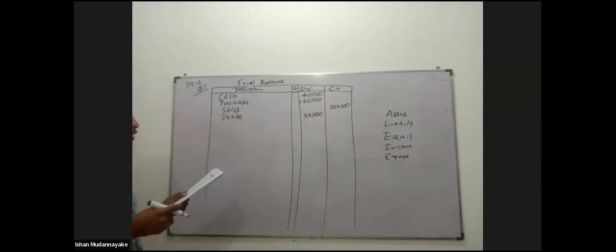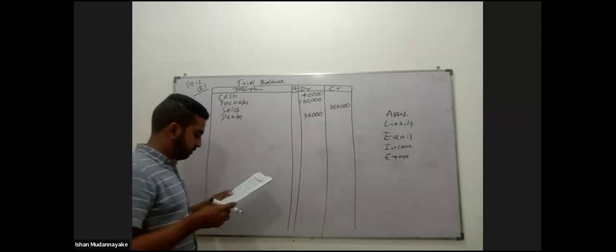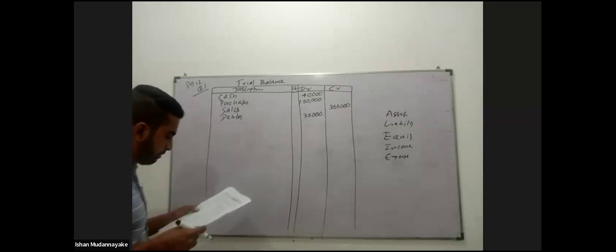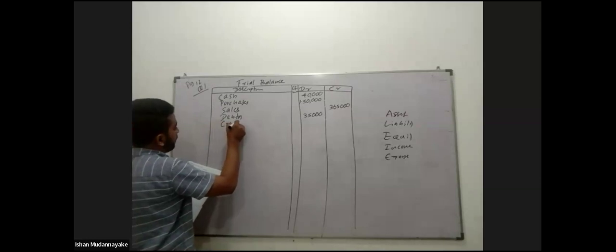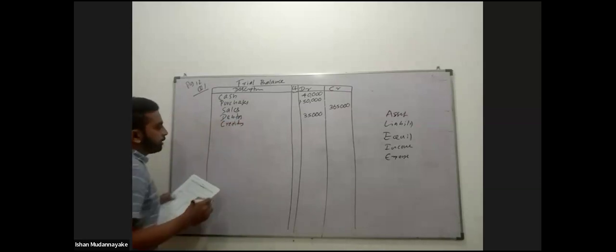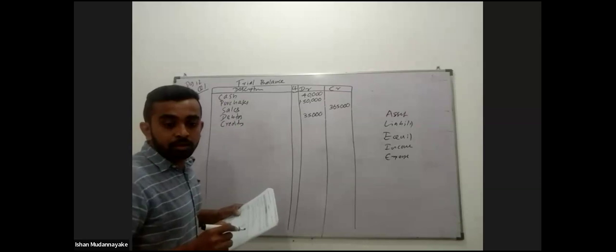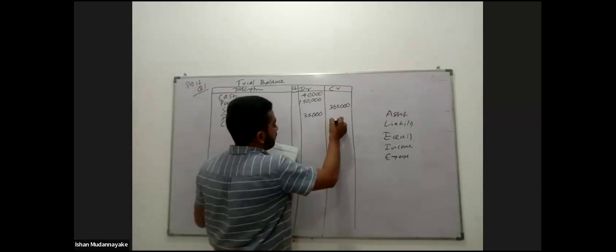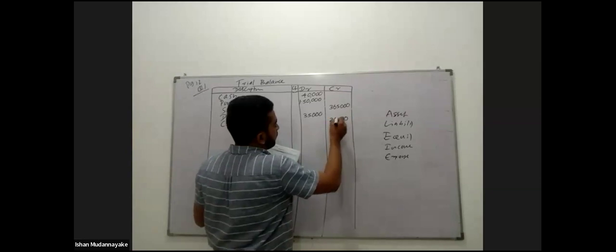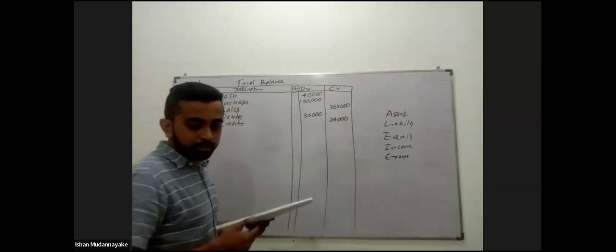Now my creditors, how do I classify creditors? Yes, creditors are a liability. Then in the credit side. Creditors 24,000, credit side.